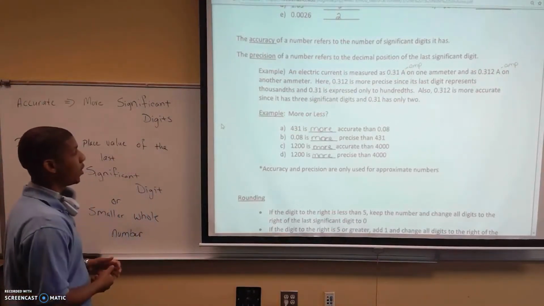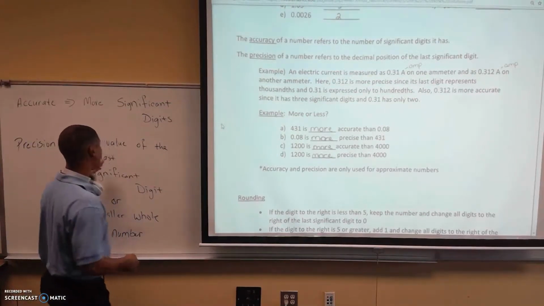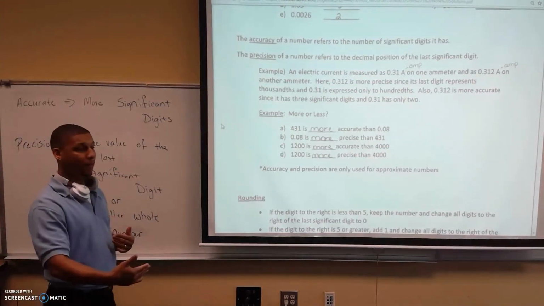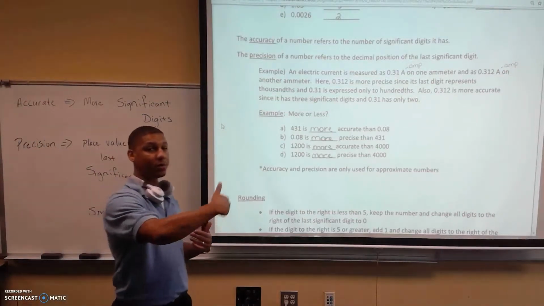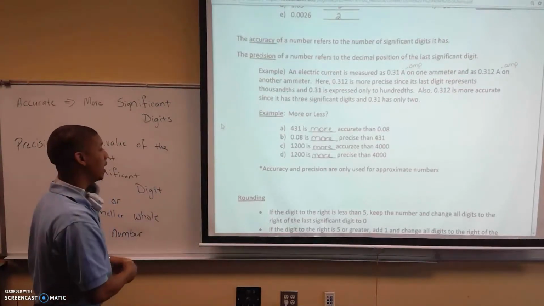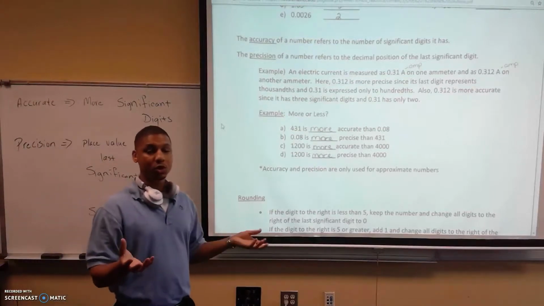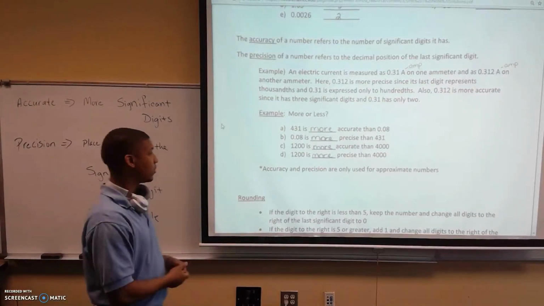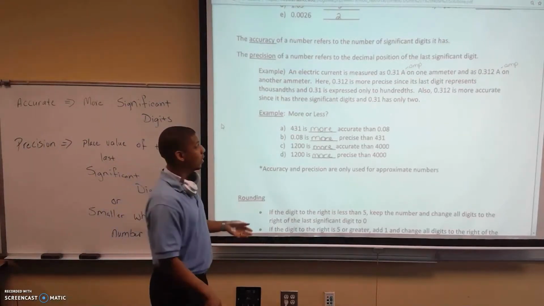The precision of a number refers to the decimal position of the last significant digit. So we're looking at the place value of that last significant digit, and the further you go as far as place value or decimal position, the more precise it is. If the two numbers don't have a decimal, then we're just going to choose the smaller of the two numbers. And we'll get into some examples so I can show you what I mean.